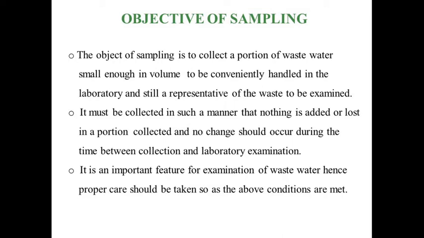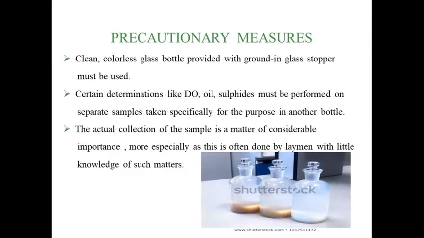It is an important feature for examination of wastewater, hence proper care should be taken so that the above conditions are met. What precautions should be taken during the collection of the sample? The sample should be collected in a clean, colorless glass bottle provided with a glass stopper. Certain determinations like DO, oil, and sulfide must be performed on a separate sample taken specially for the purpose in another bottle. The actual collection of the sample is a matter of considerable importance, more especially as this is often done by laymen with little knowledge of such matters.